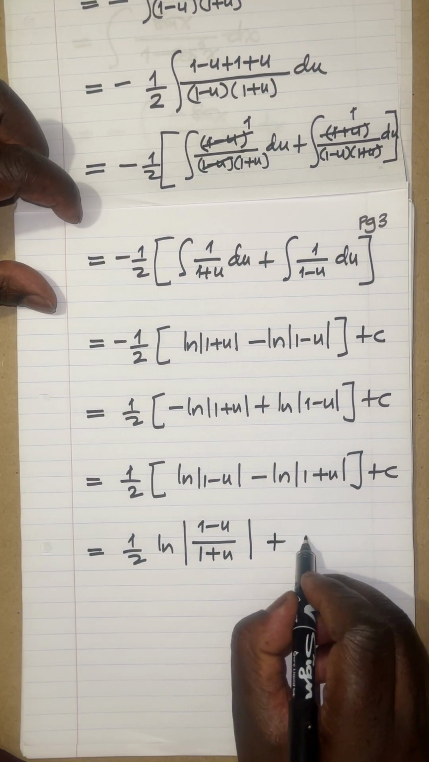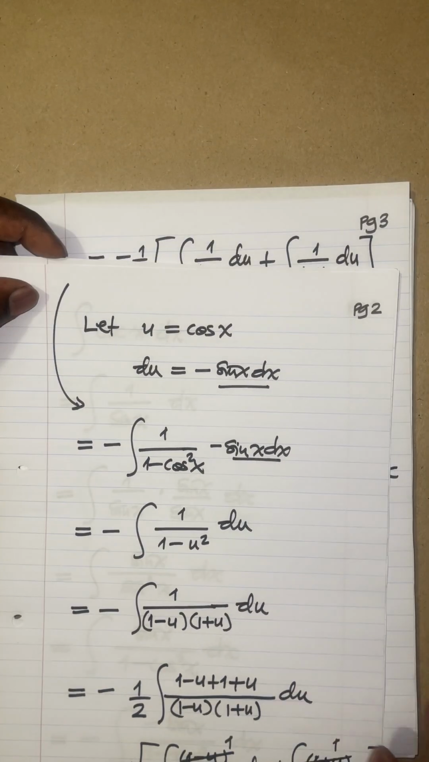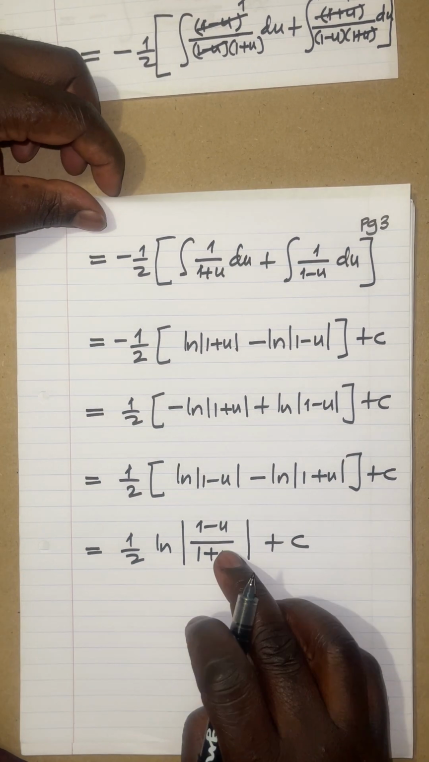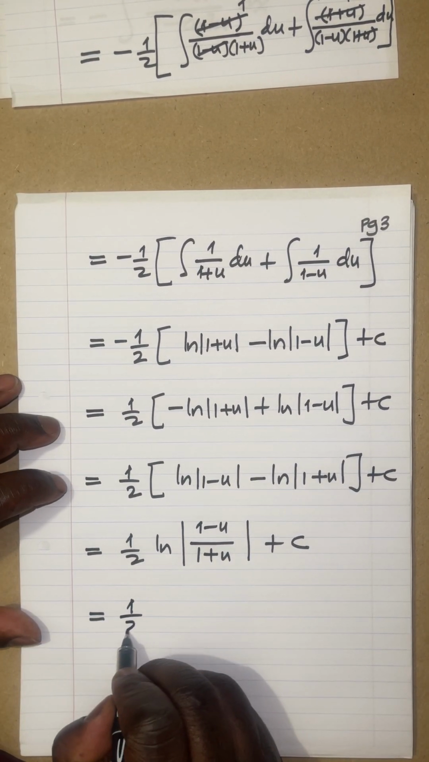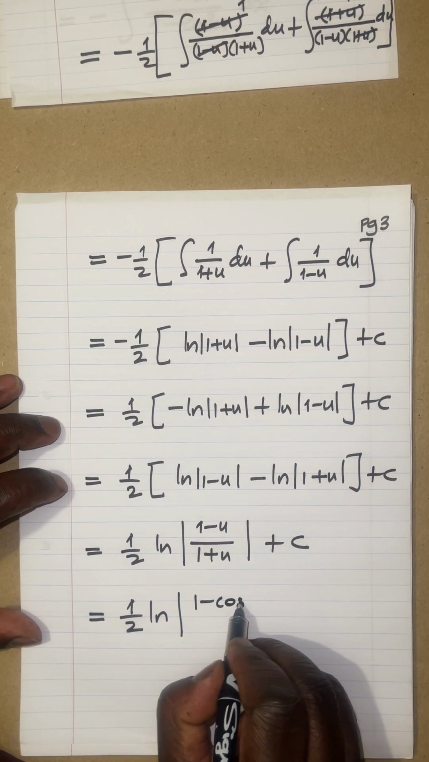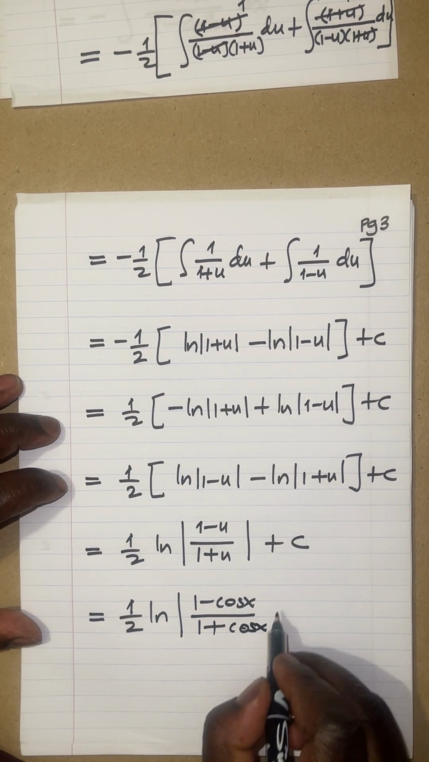Now plus c. Let's go back. What is u? Well, if you look at this one here, u is actually cosine of x. That's u. So now I must put cosine of x and cosine of x here. So this is going to be 1 over 2 natural log of 1 minus cosine of x all over 1 plus cosine of x plus c.